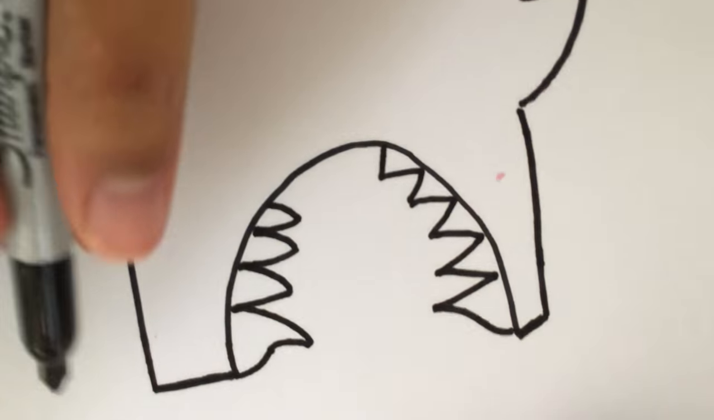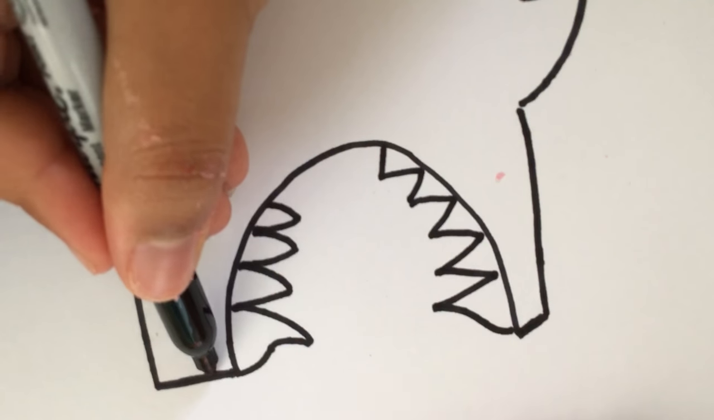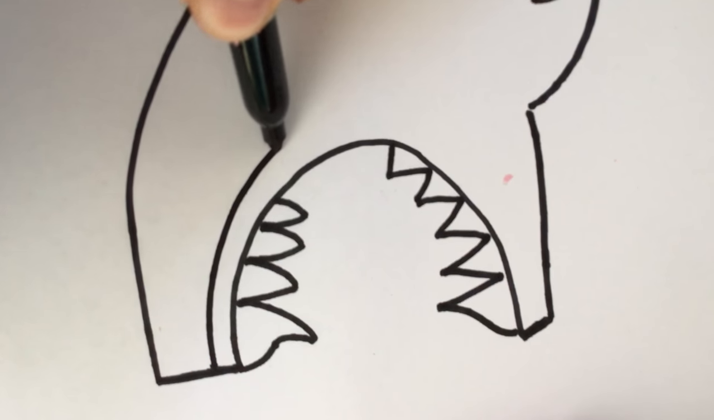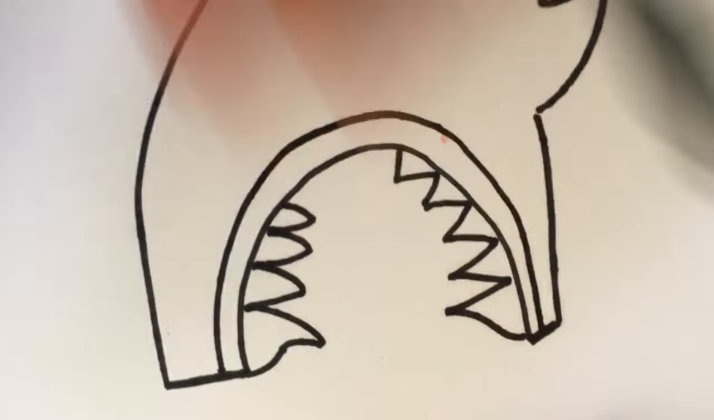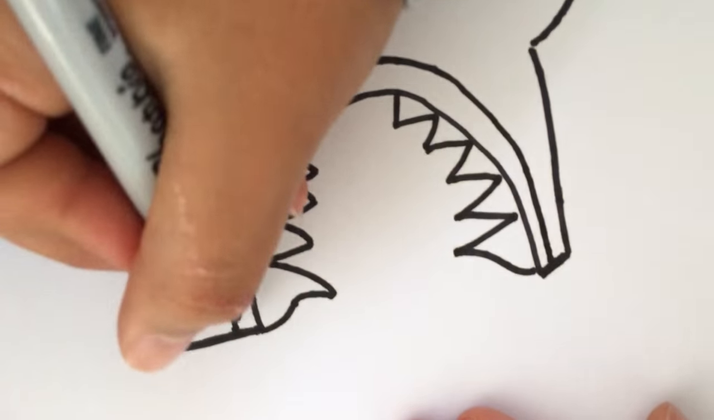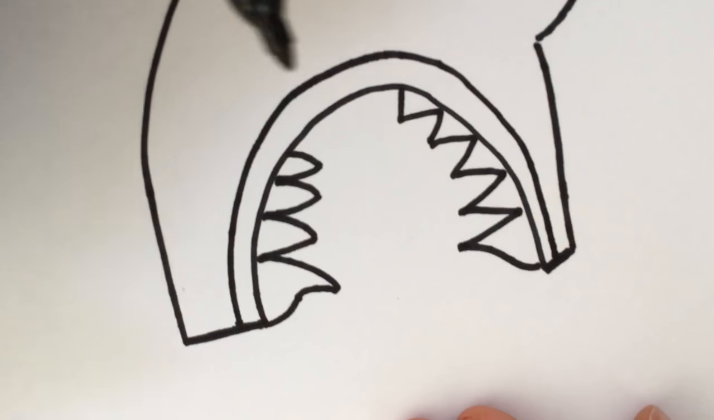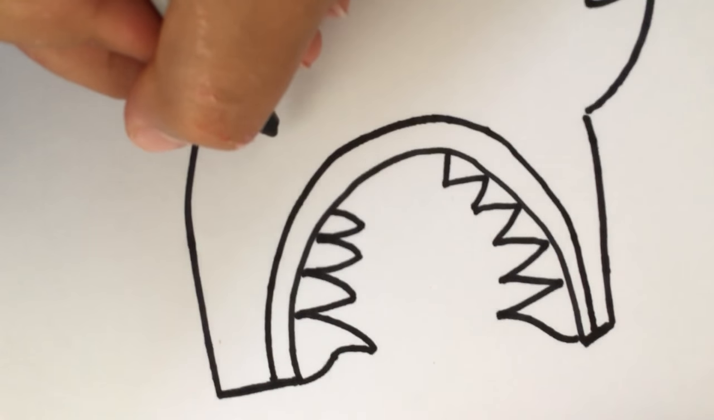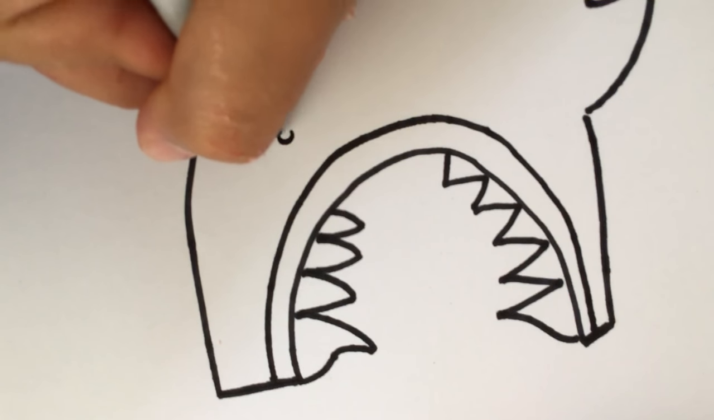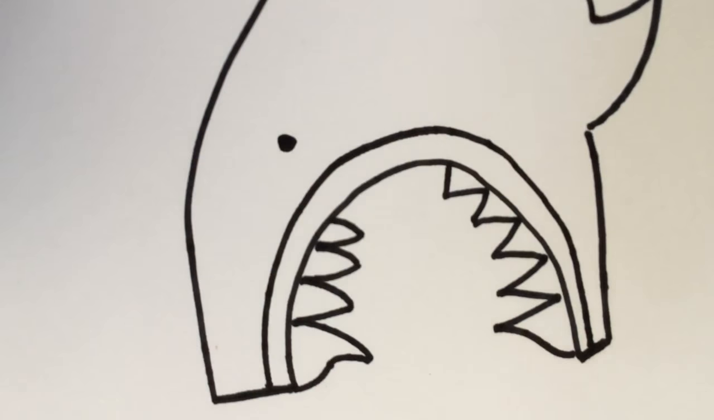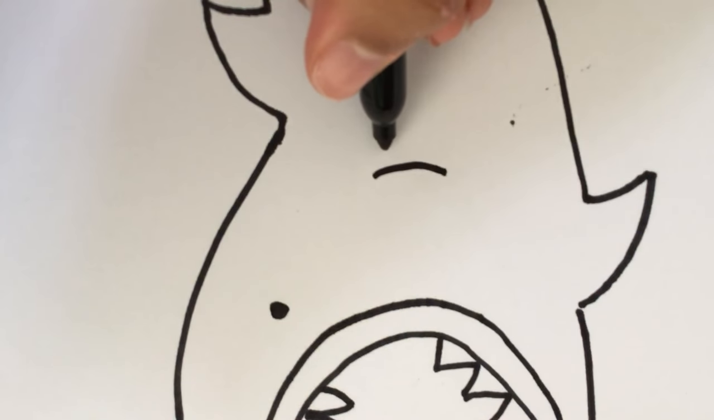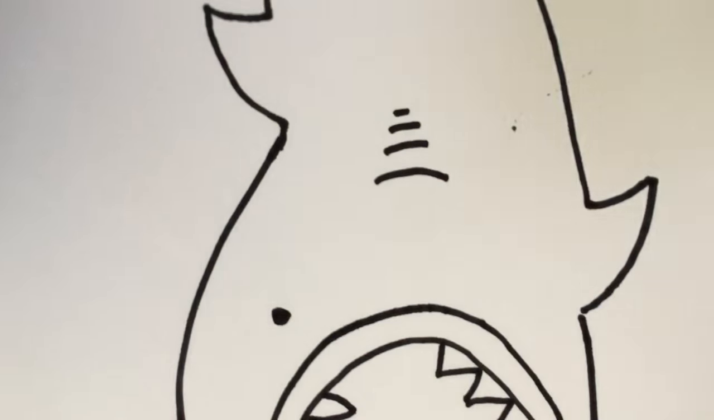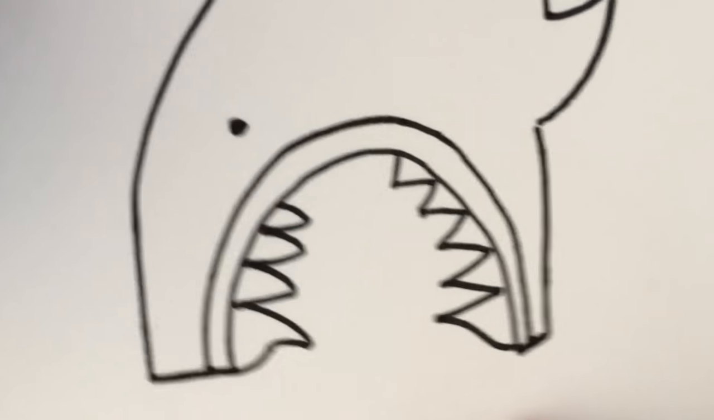Now, we are going to be going up here and drawing another one around the mouth. And then that's going to be the jawline. And now, I like to draw a little sharp eye, so he looks a little intimidating, and then just draw a couple gills, and then you're done. This is our shark, and now it's time to color.